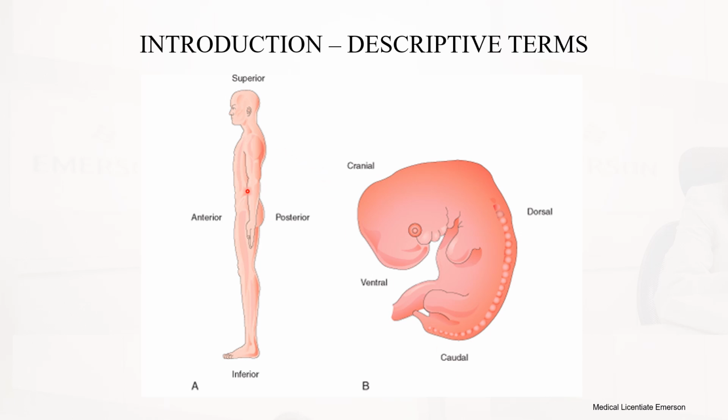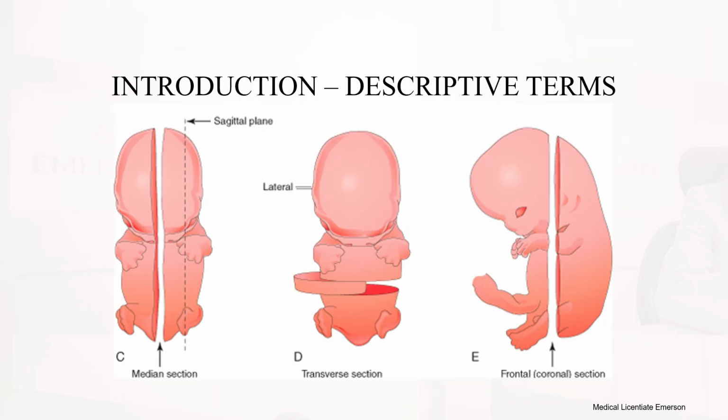Okay, so in short, remember when we're talking about animals, the anterior portion of the animal we usually refer to as the ventral, because that is the correct terminology for the anterior portion of the animal. So that's the same thing about the embryo. We use words such as ventral, dorsal, cranial, caudal. These are the correct descriptive terms.